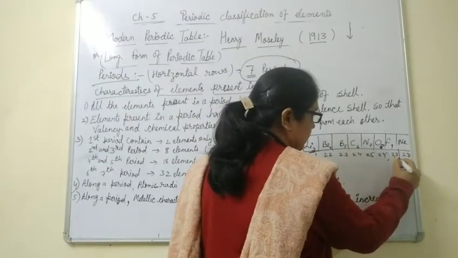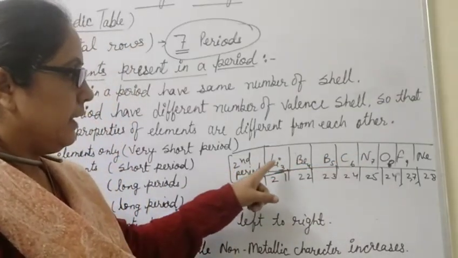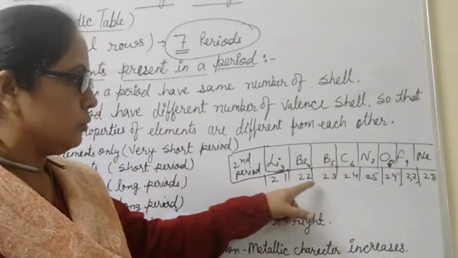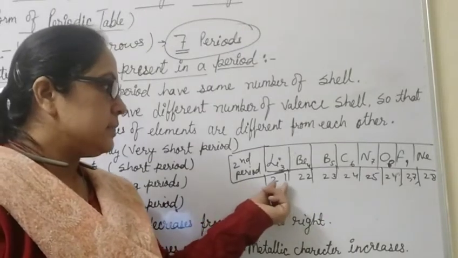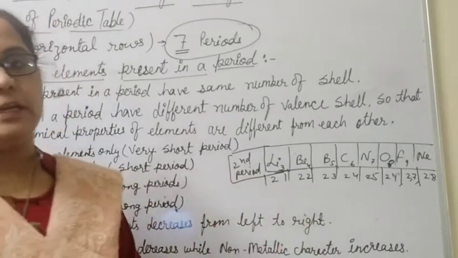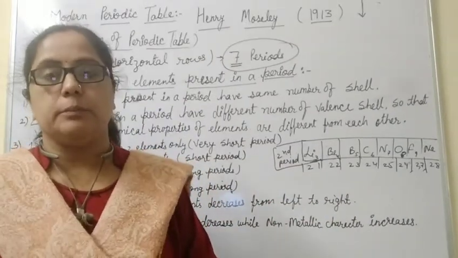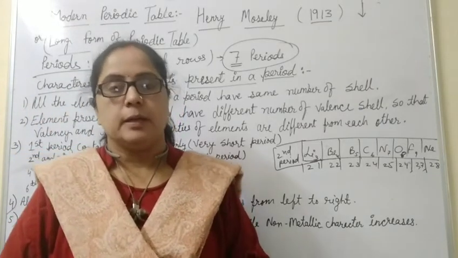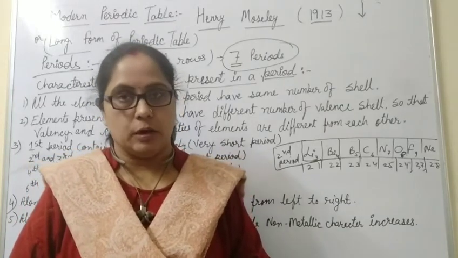Now you can see here these elements are all present in the second period, and according to their atomic number, the electronic configuration is 2,1; 2,2; 2,3 and so on up to 2,8. So how many shells do they all contain? 2 shells. That's why they are present in the second period. It means we conclude that the number of shells present in the electronic configuration of an element decides the period to which it belongs.